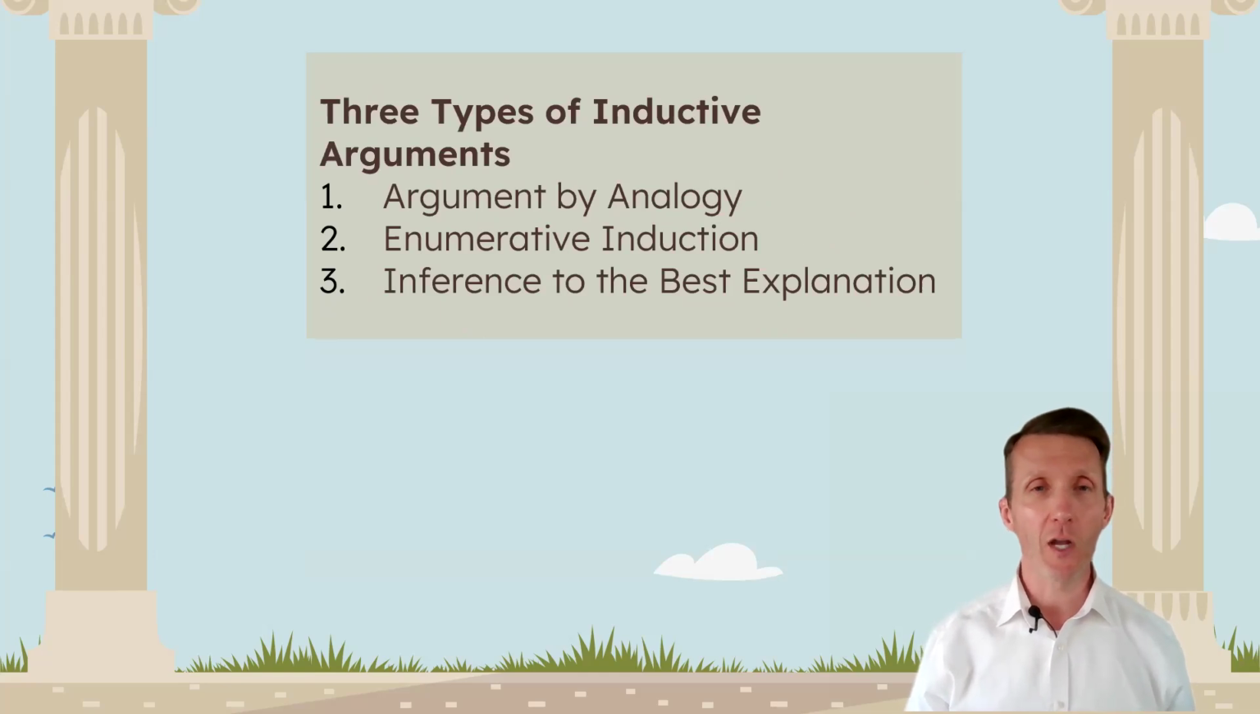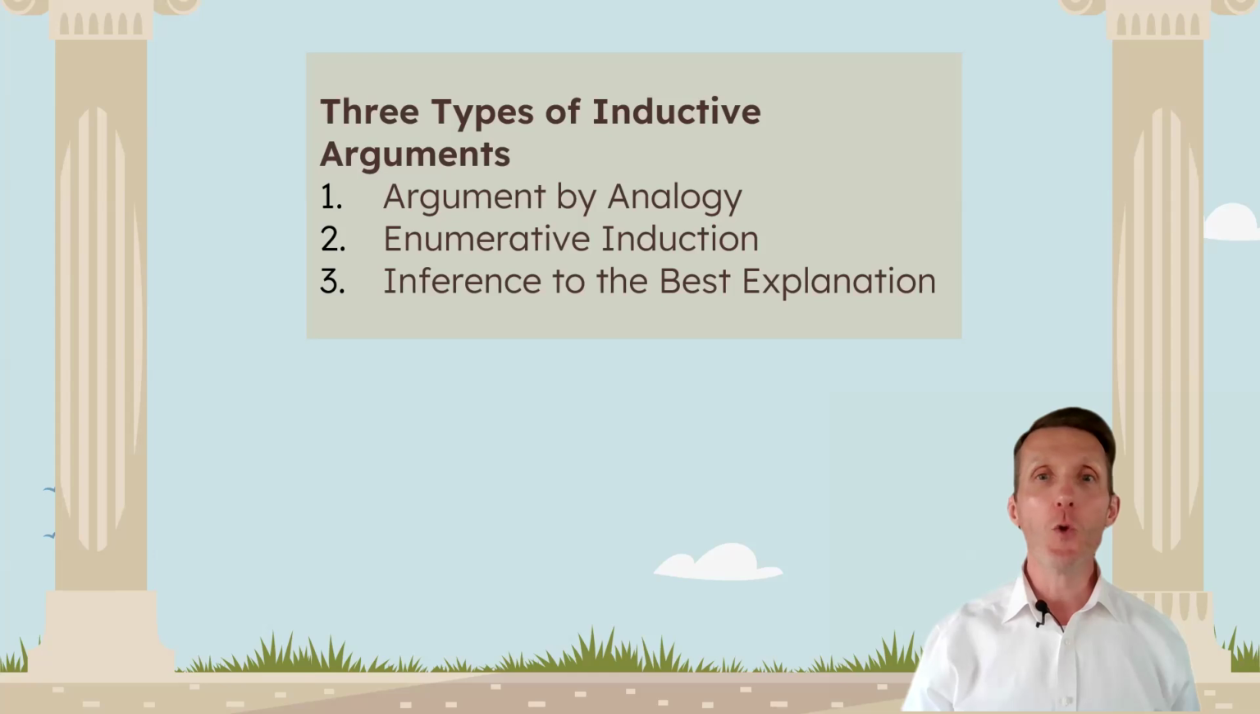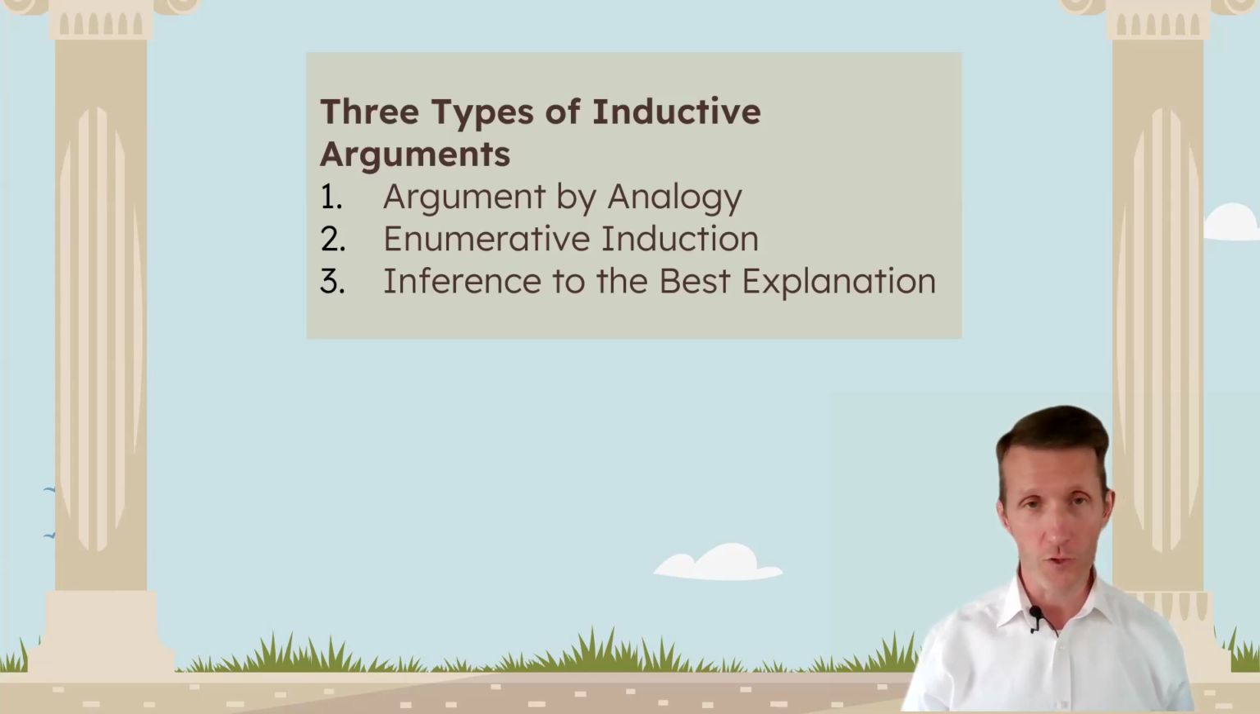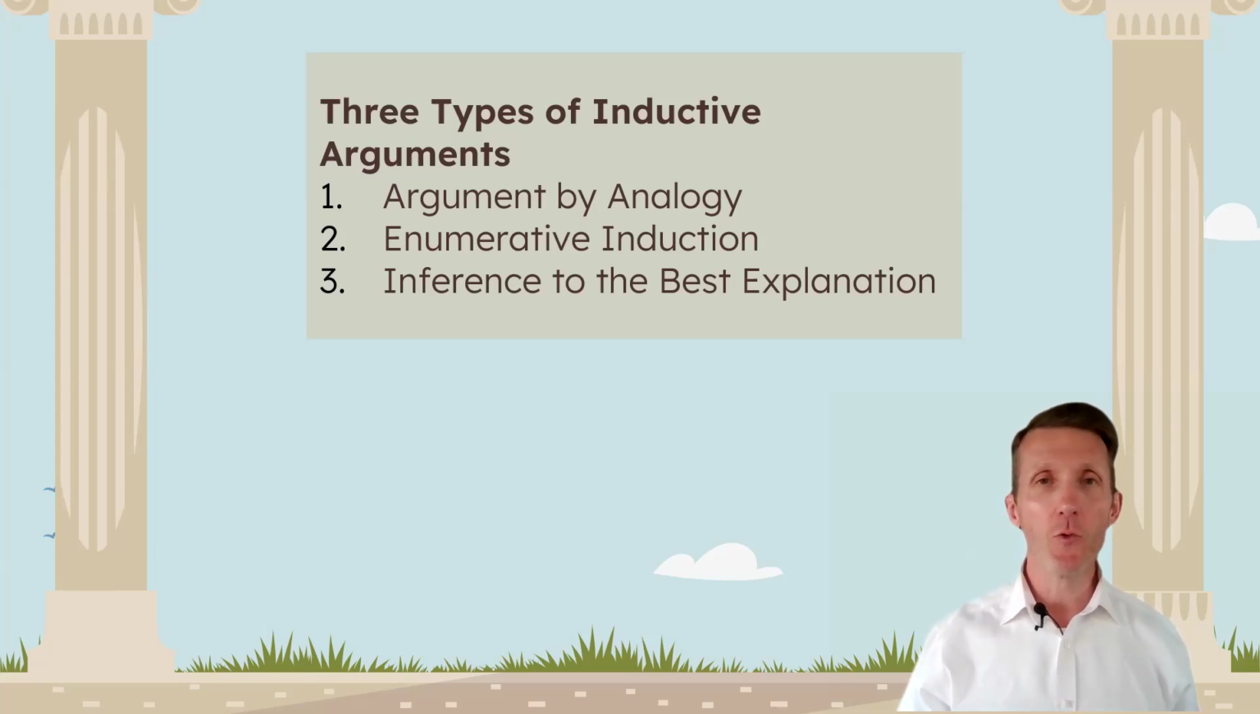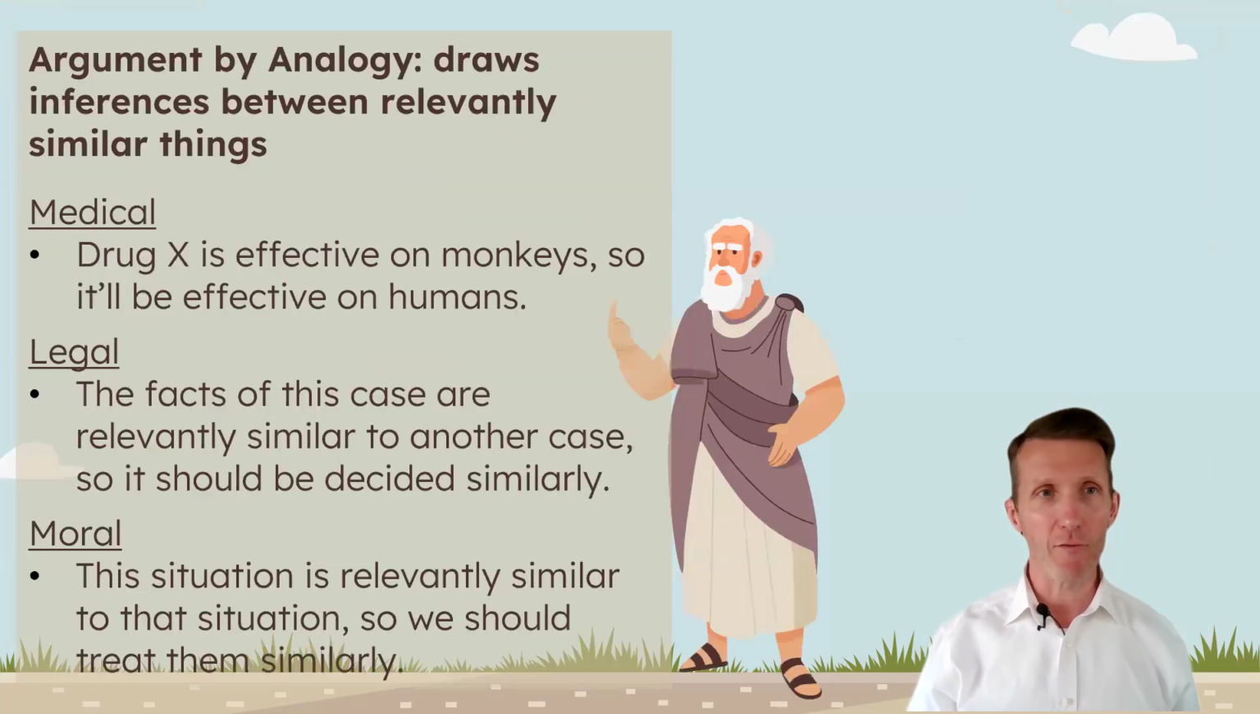Three types of inductive argument that we're going to consider. There's other types, but three we're going to consider. One is argument by analogy, very common. I use it quite a bit in my focus area, which is applied ethics and political philosophy. Enumerative induction, something that's also very common in the real world, and I suspect that you use it. I'm sure you've used it many times. And then last, inference to the best explanation. You use that as well, even if you're not a detective such as the great Barney Fife.